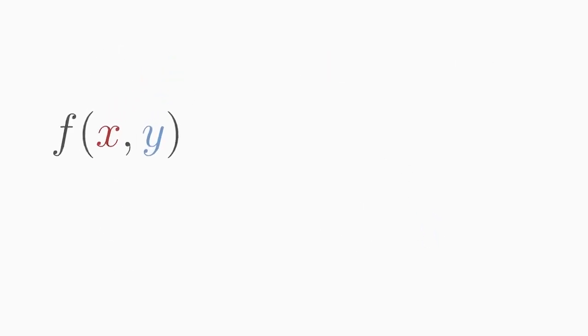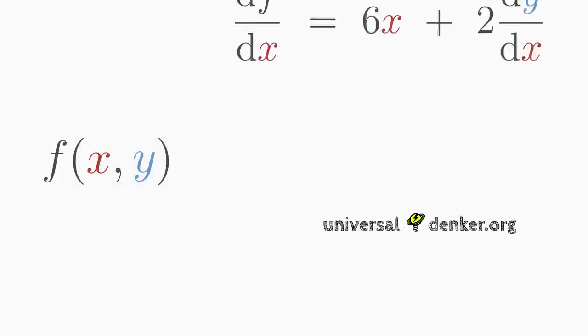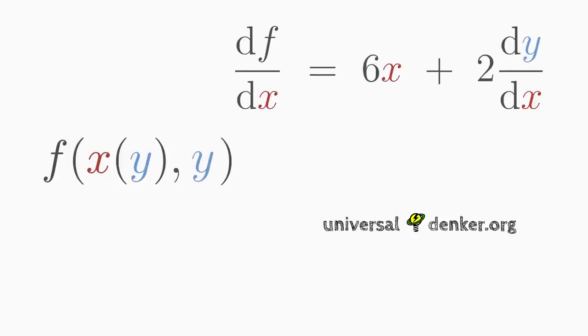Let's summarize the difference. In the partial derivative, the parameters x and y of the function f are independent of each other. In the total derivative, on the other hand, x can depend on y, or, as in our example, y can depend on x.